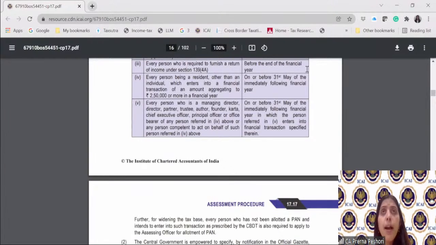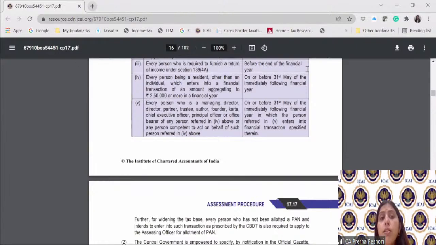Obtaining the PAN is not mandatory for non-residents. A non-resident is not required to obtain PAN, but he will be required to obtain PAN in case he is making an application for a credit or debit card. So if a non-resident is applying for a credit or debit card, in that case, he needs to obtain PAN.